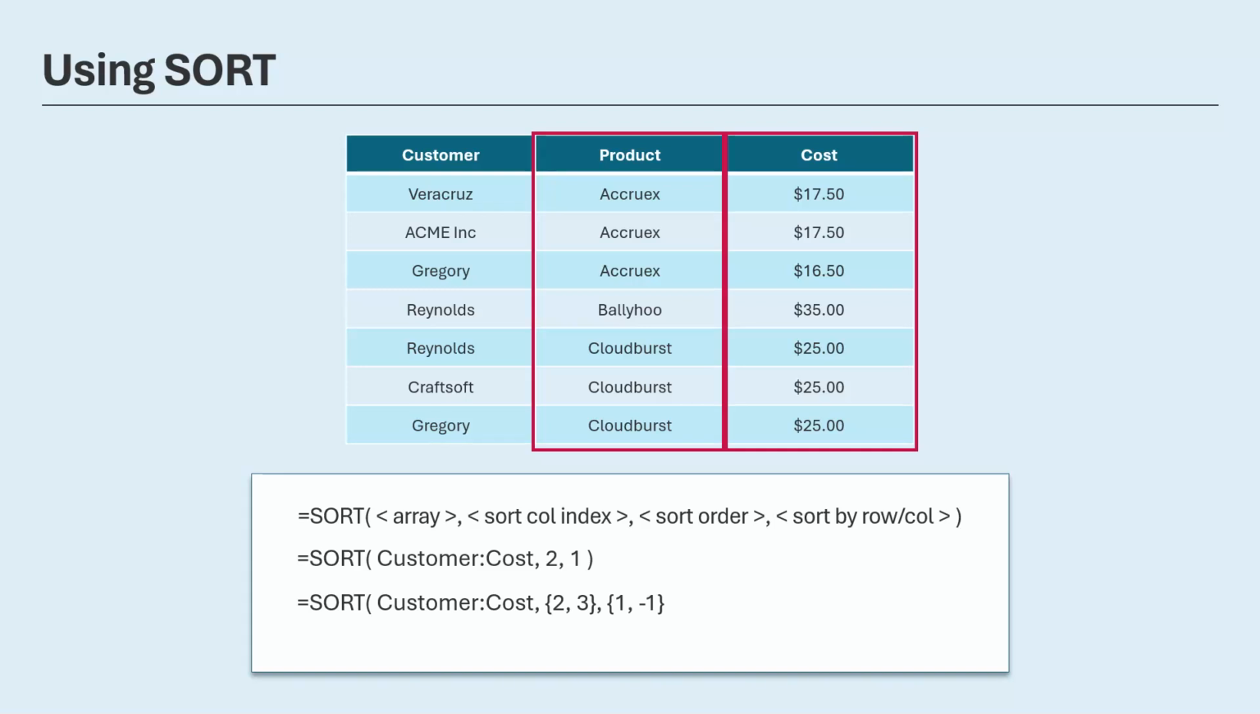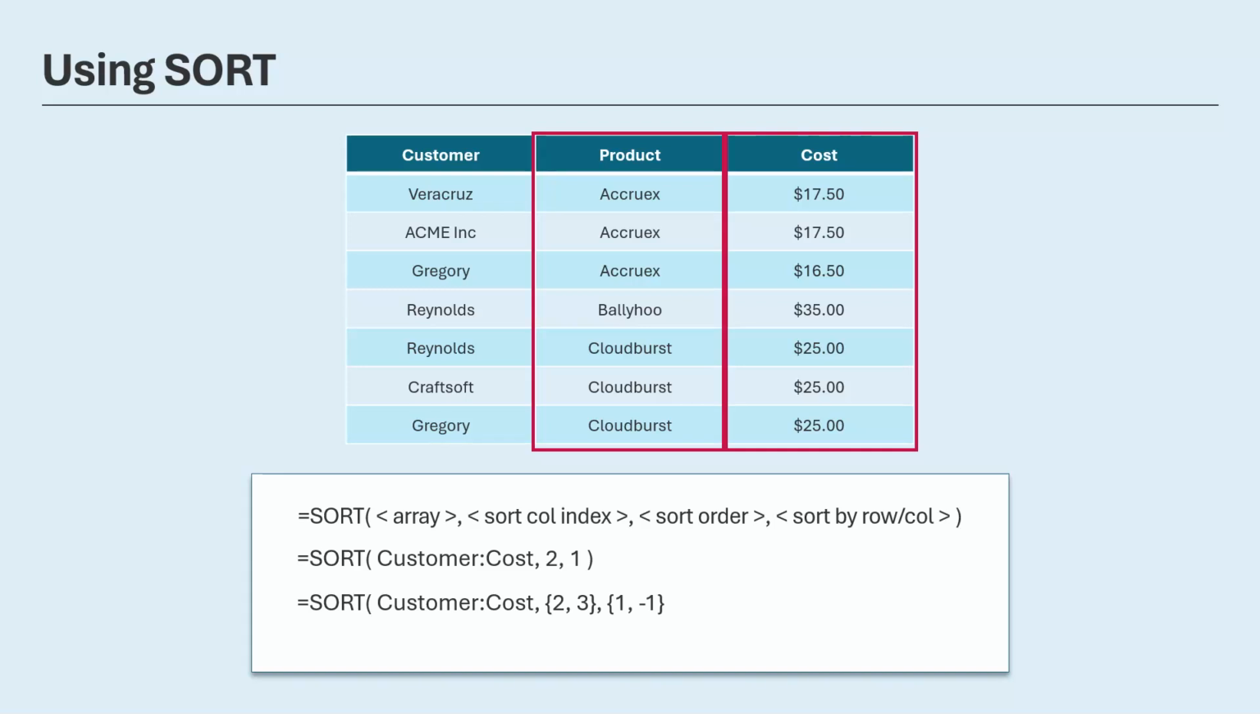So each one matches its partner. So the first entry inside the curly braces of 1 matches up with the 2. So we are sorting in A to Z order by product. And for the third column, the cost column, we're sorting in Z to A order, or biggest to smallest. So as you can see, it's still Accruex, then Ballyhoo, then Cloudburst. So we're going A, B, C. But if you notice, under Accruex, it goes 1750, 1750, and then 1650. So it's going from largest to smallest under the category of Accruex.